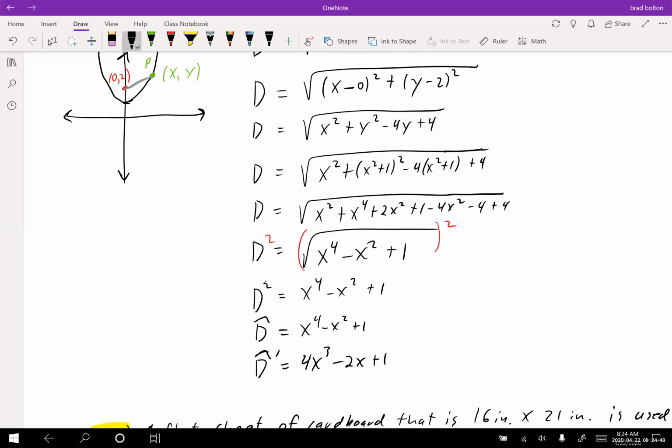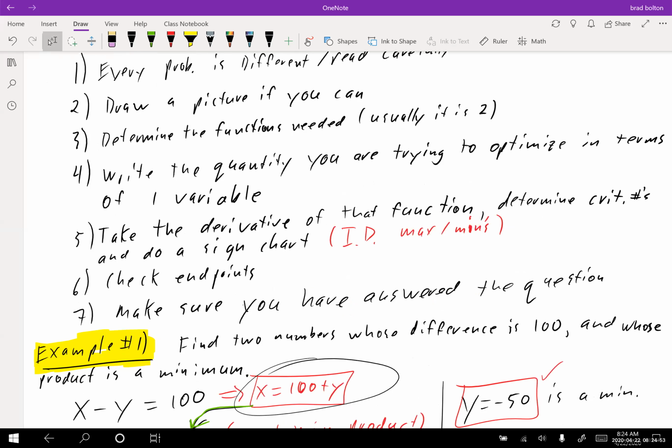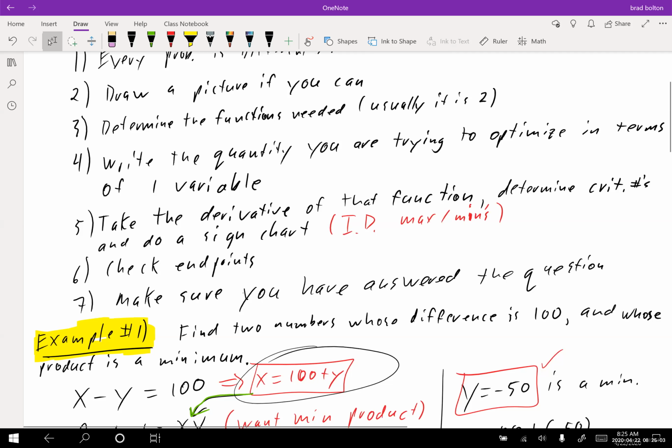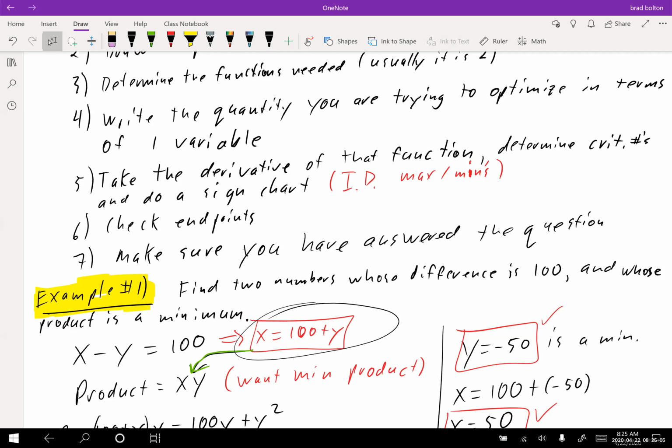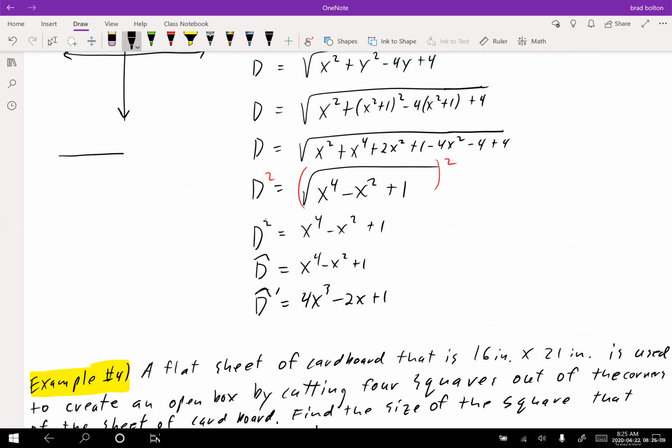And again, you guys, all I'm doing is I'm going through these guidelines. Draw the picture if possible. We did it. Determine the functions if needed. We did that. Write the quantity you are trying to optimize in terms of one variable. The distance formula we just wrote in terms of one variable. We take the derivative of that function and determine the critical numbers and do a sign chart. So that's where we're at now. So let's do our little sign chart over here.